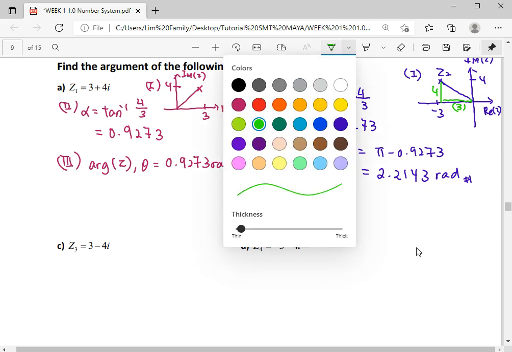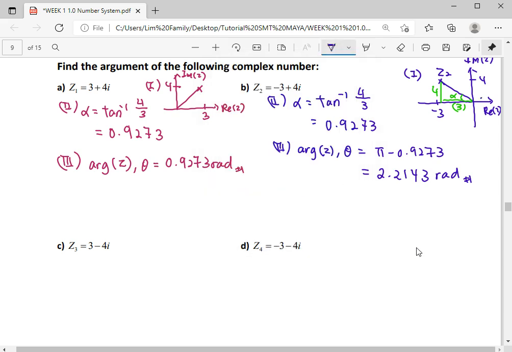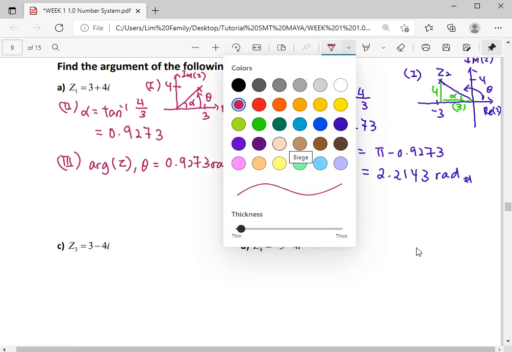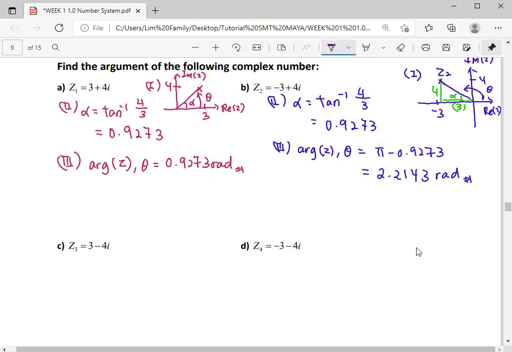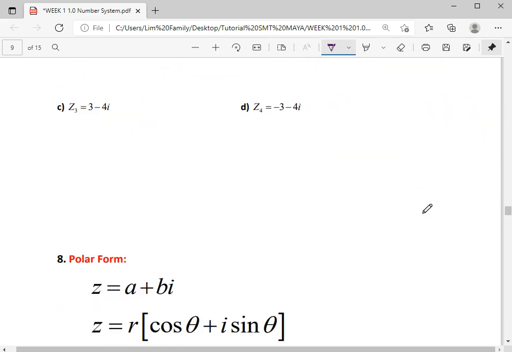So here is our alpha. You can do some notes here. We are finding this, this is the theta. That's why pi minus alpha gives the theta. This is my alpha, and this is also my theta. Any questions? Or shall I proceed? No question. Okay, so we proceed.